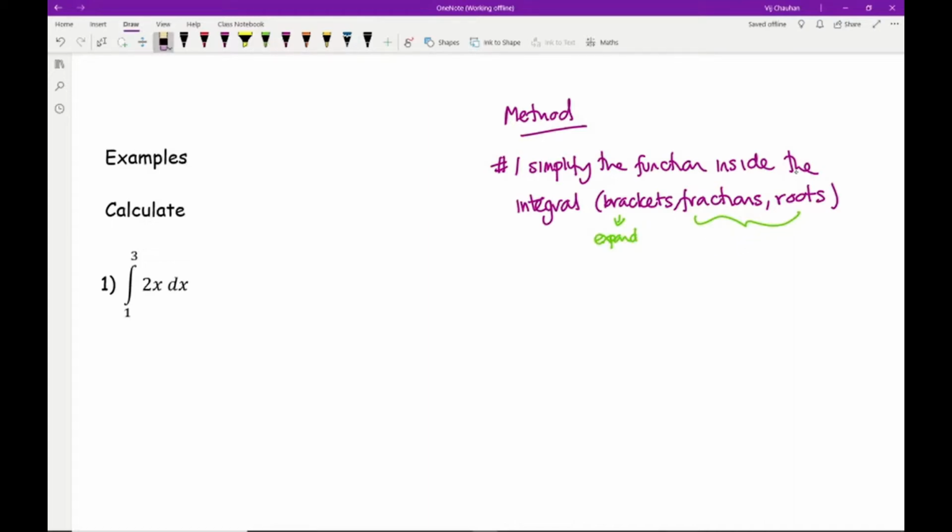So rewrite using indices. That should be the very first step that you do. So with this particular question, question 1, I don't need to worry about step 1 because it's basically in its basic form. Now the second step, what we then need to do is integrate the integral.